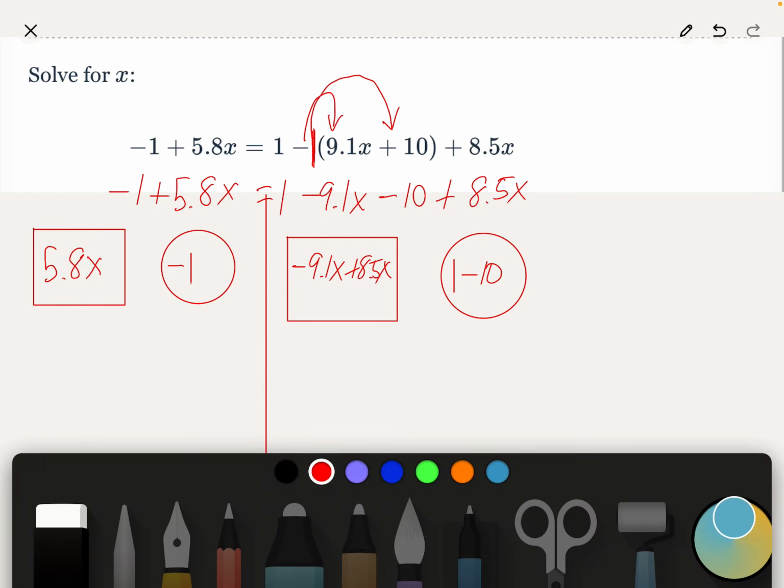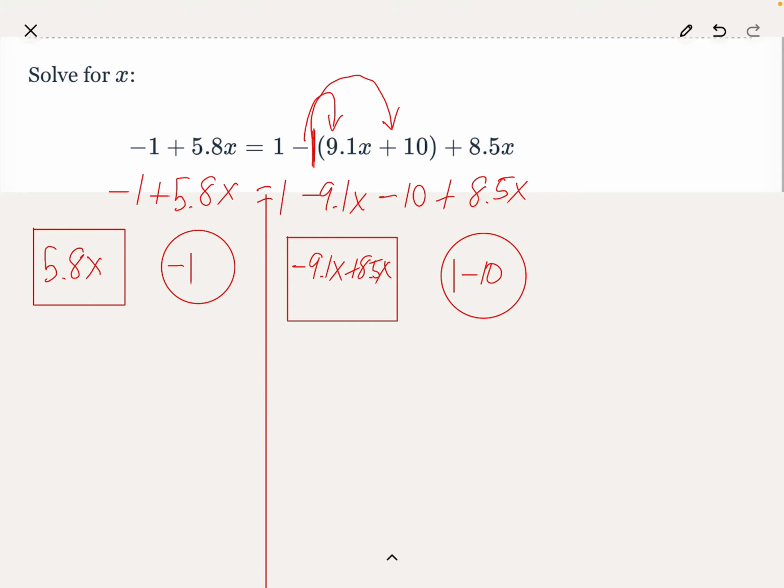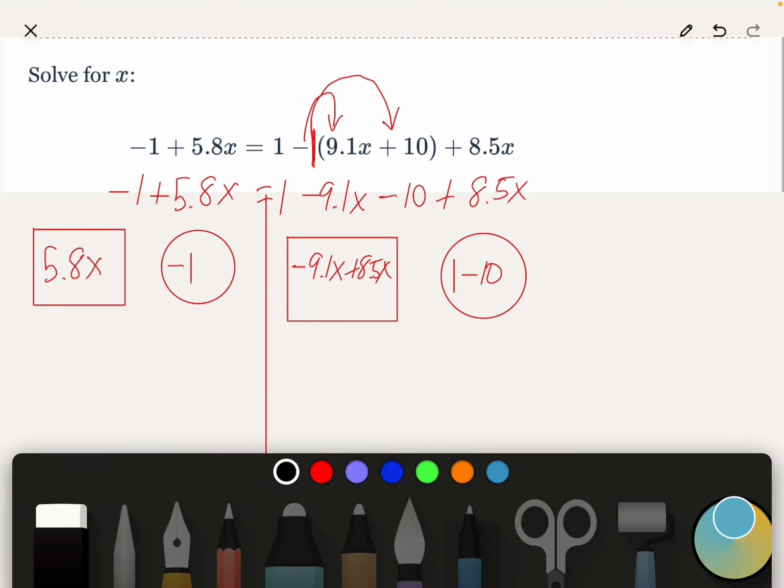So if we look at this, I'm going to change the color up just to let you know. We got $9.10 plus $8.50. So the difference is going to be a negative 0.60 or 60 cents. So this is going to be a negative 0.60x. And then over here we got 1 minus 10. So that is going to be a negative 9.